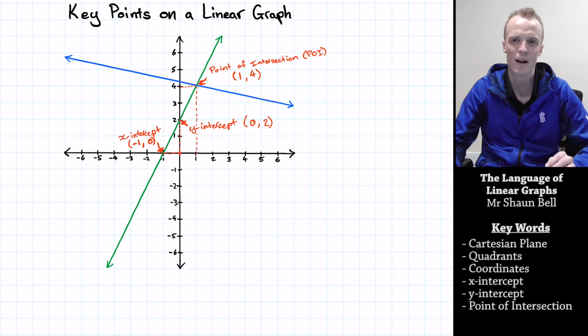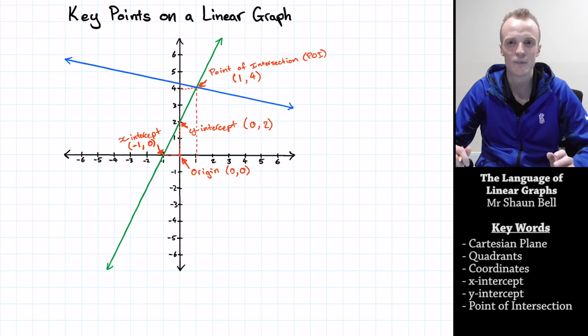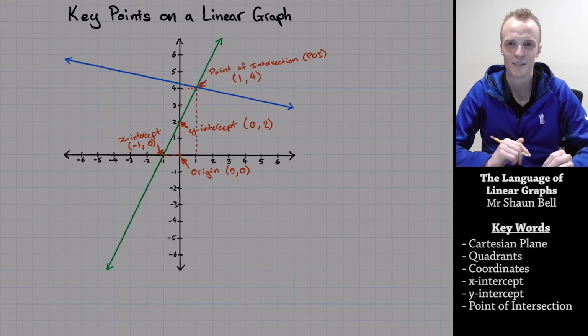Now there is one more part of a Cartesian plane that I just want to point out while I'm here. And that's where the two axes themselves cross over. Now where those two axes cross over is what we call the origin. And the origin always has the coordinates of 0 for the x and 0 for the y. So now we've identified some key points on a linear graph, let's see if you can answer some questions.